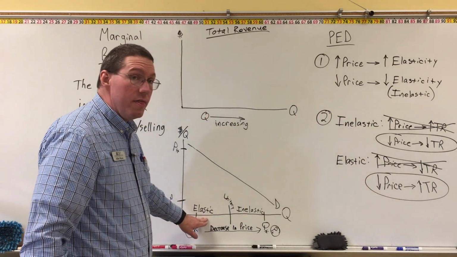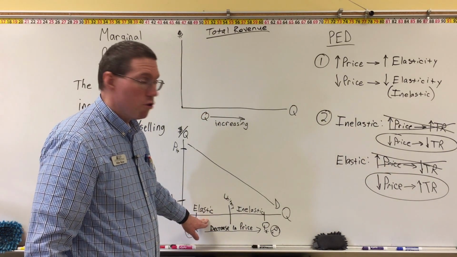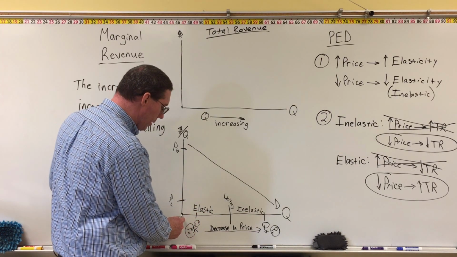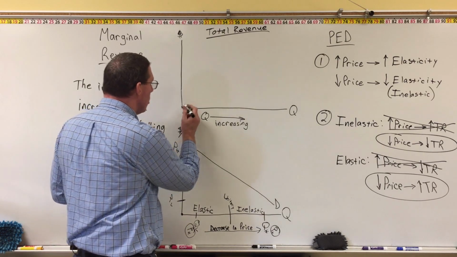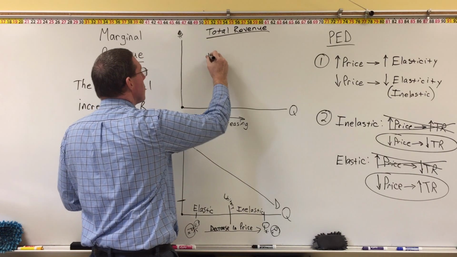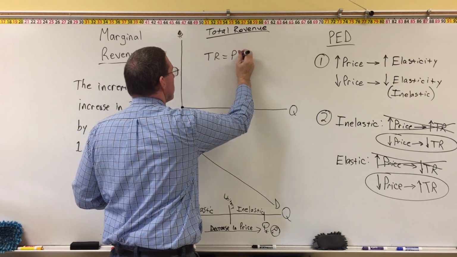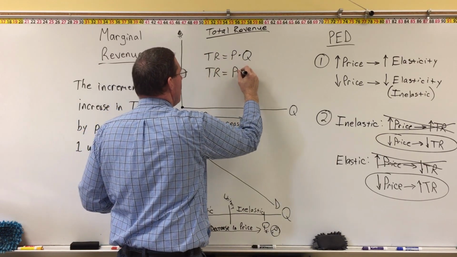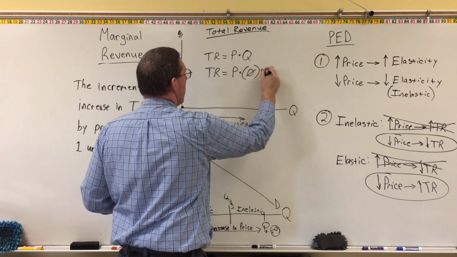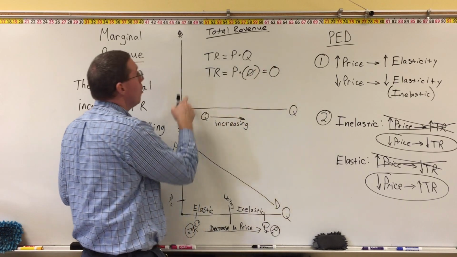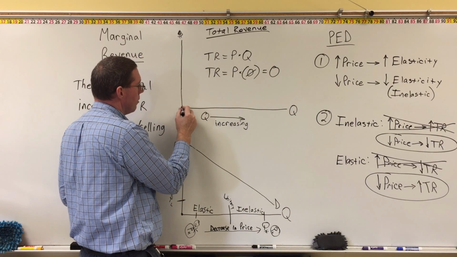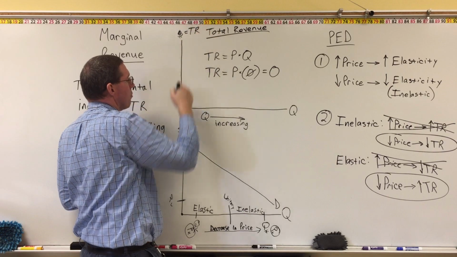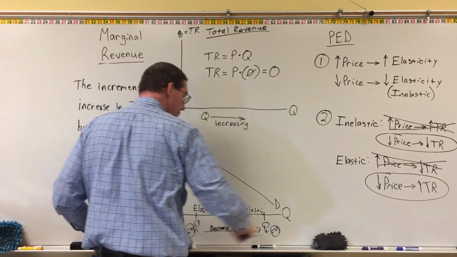And we start off in the elastic zone. So in the elastic zone, over here at the origin, that's where we're beginning our quantity. Quantity is 0. And since total revenue is equal to price times quantity, when quantity is 0, total revenue will be 0. So we know that our total revenue curve is going to start right here at the origin. When quantity is 0, total revenue, TR, in dollars, is 0.